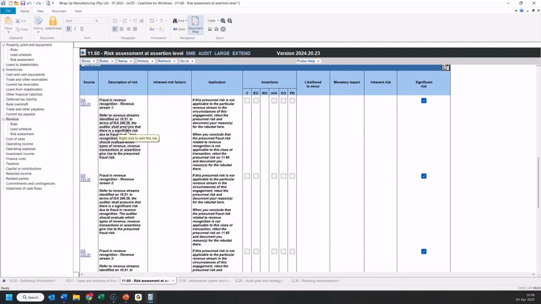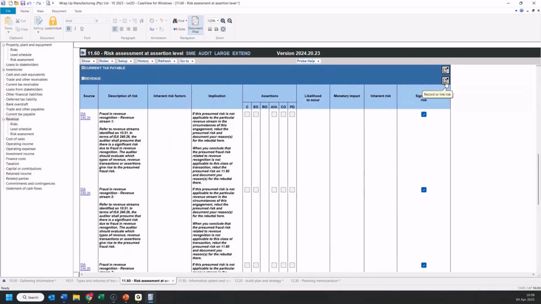Unfortunately, for wrap-up manufacturing, we were not able to rebut the risk, and so we are now going to record a risk. In any other case where you have to record a risk, you would go and record a risk and start. But of course, in revenue, we already have these risks. So we're simply going to right-click and select Edit Risk. Right, so click Edit Risk for me.